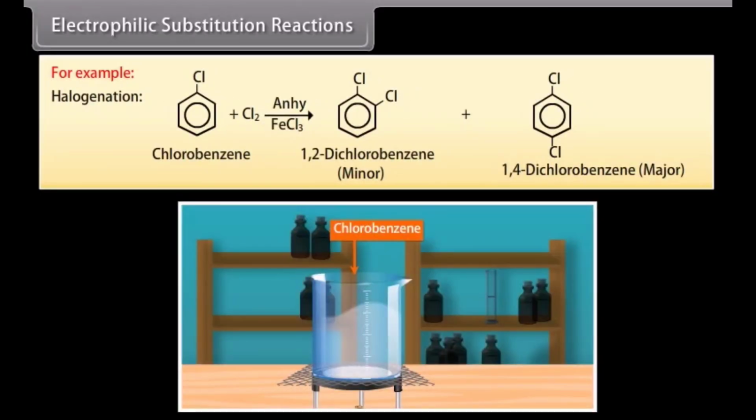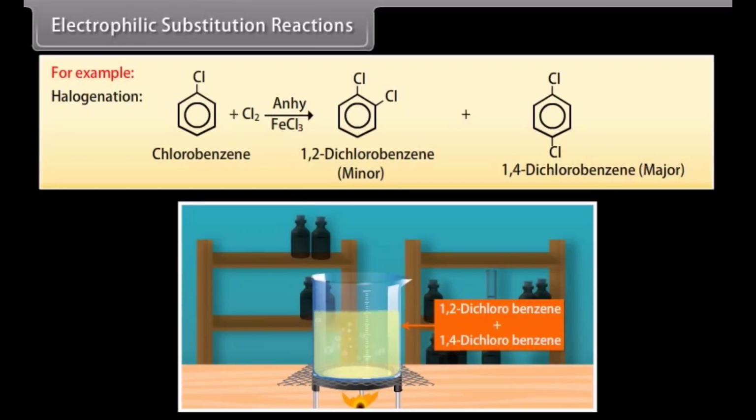halogenation. When chlorobenzene is mixed with chlorine and then we add ferric chloride, it reacts to give 1,2-dichlorobenzene, which is a minor product, and 1,4-dichlorobenzene, which is a major product.